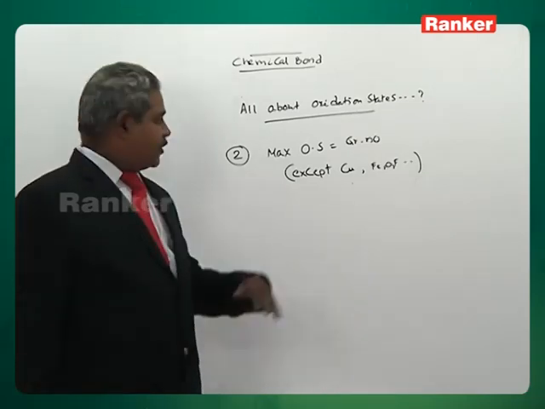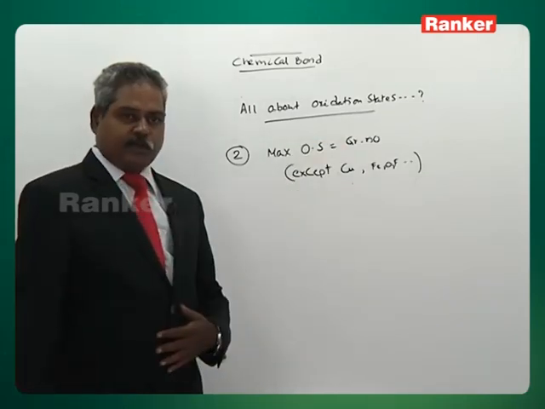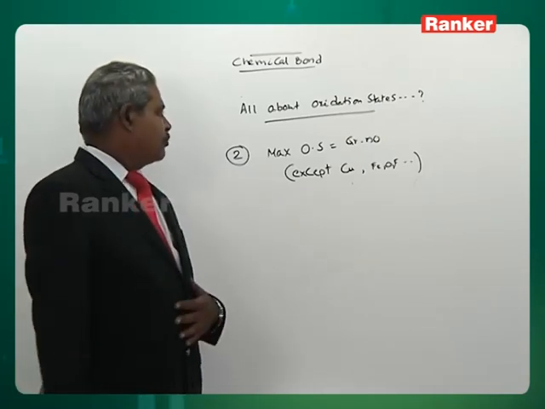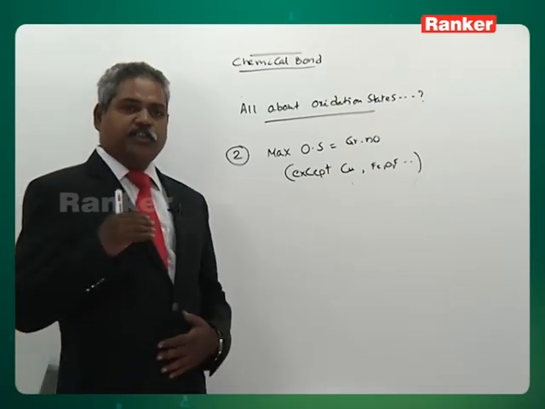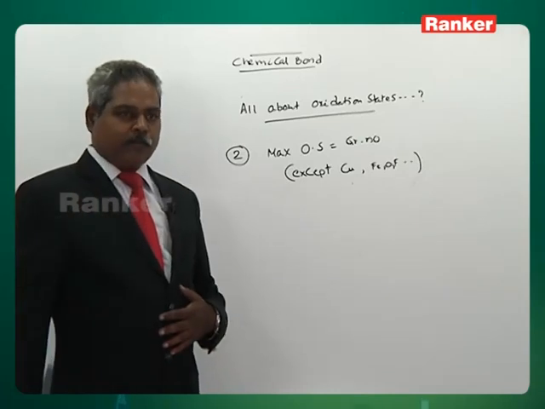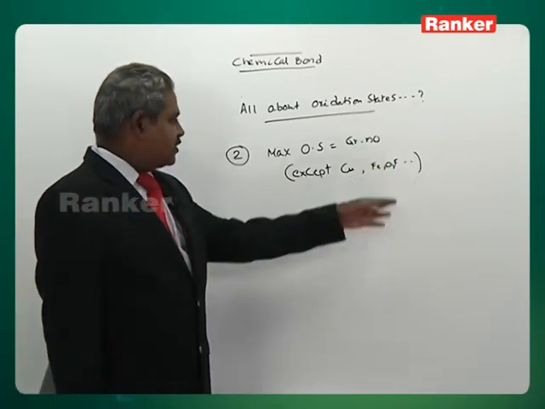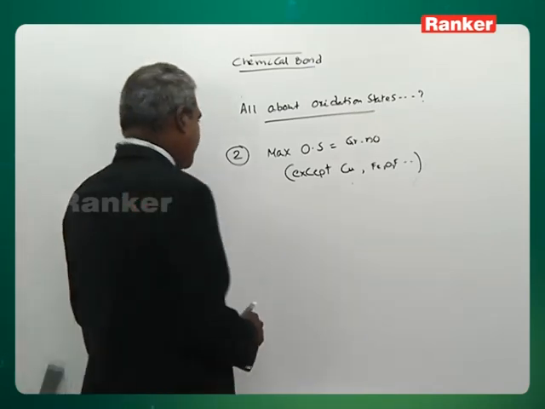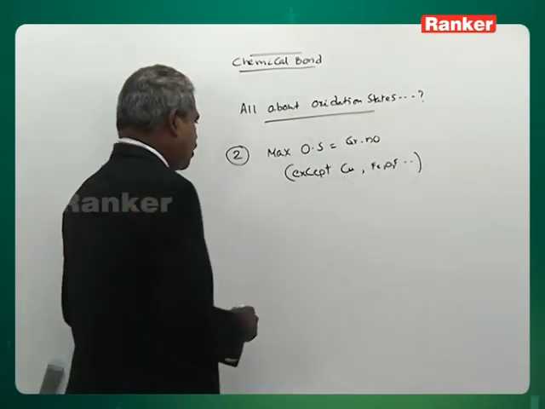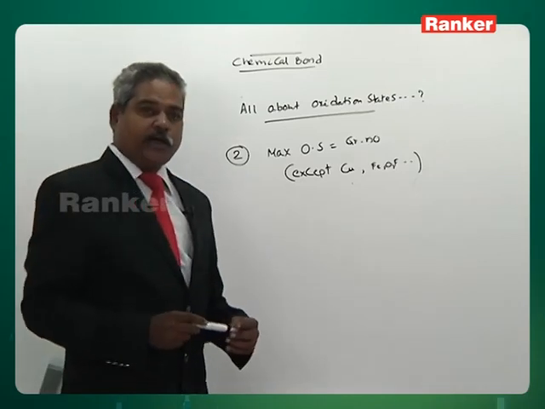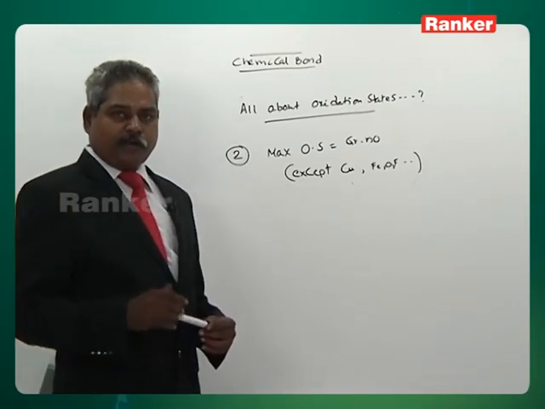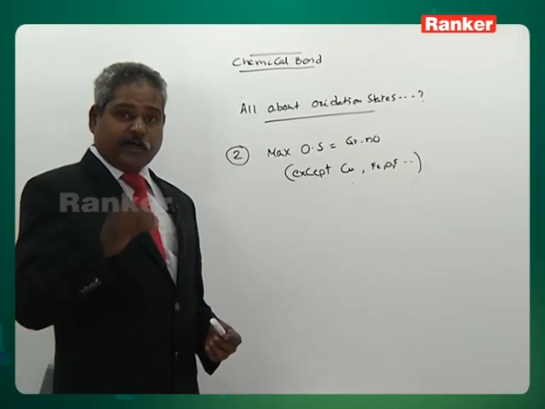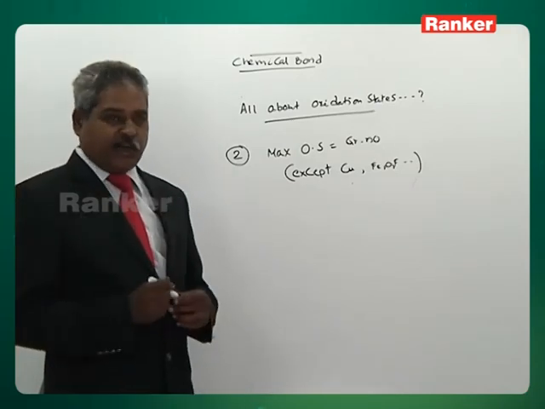So, if it crosses the limit, then you can say it is an exception. Maximum oxidation state cannot exceed group number. Oxygen can exhibit up to plus 6, but it does not, that is a different matter. But copper is definitely an exception, because copper belongs to 1B and it cannot go beyond plus 1 according to this rule, but copper indeed exhibits plus 2 oxidation state.